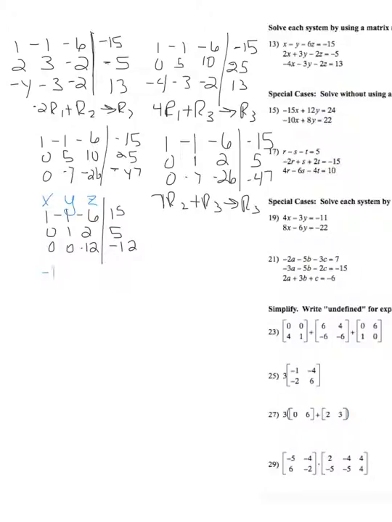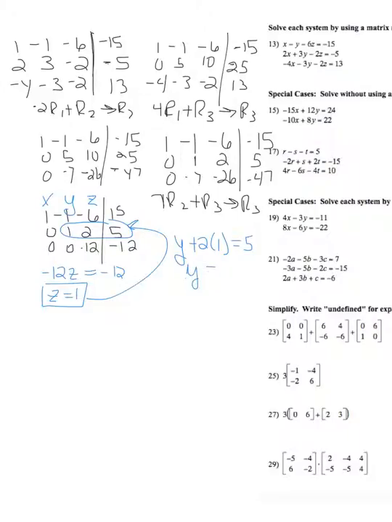So negative 12z equals negative 12, so there we have z is 1. I can plug that back up in here because this says y plus 2z, which is now 1, equals 5. So subtract the 2 from the other side. So we have y is 3.